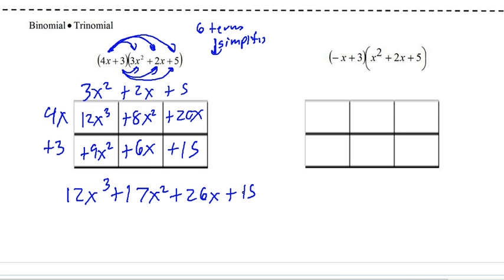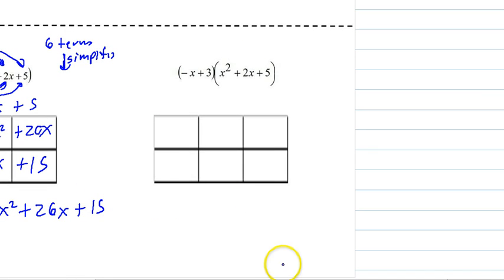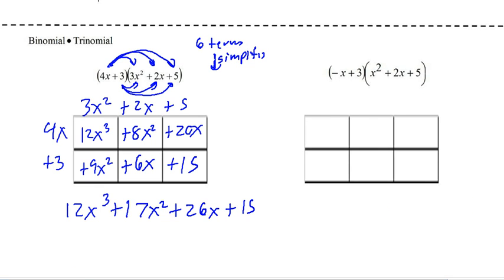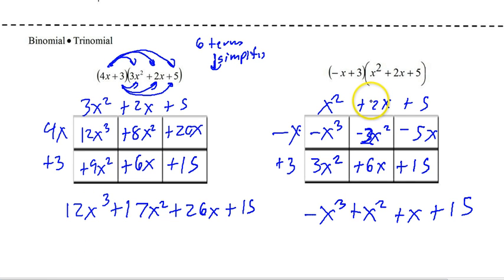Alright, so try the next trinomial and binomial. You can use FOIL or box, it's your choice, but remember you should get 6 terms because we have 2 for the binomial, 3 for the trinomial. So hit pause and give it a shot. And there's your answer. So you should have had minus x cubed plus an x squared plus an x plus a 15. Alright, thank you.